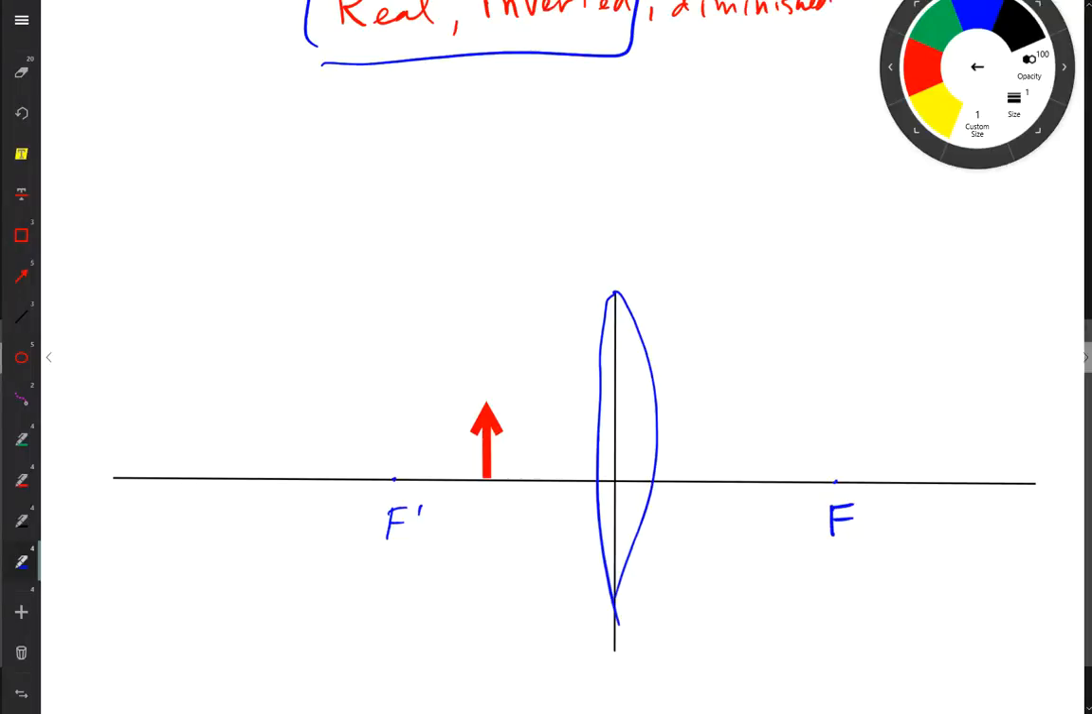What's the first ray I should draw? Parallel ray, which I believe I used green for, right? Am I right? So the parallel ray comes in parallel, and how's it going to bend? Toward the focal point. Okay, next ray.